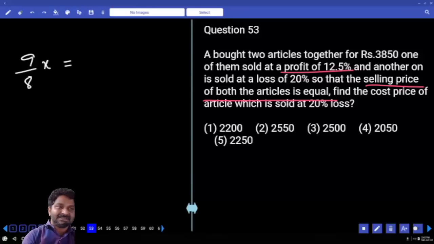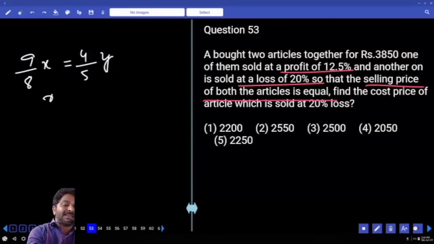This is the selling price, correct? And the other one is sold at a loss of 20%. 20% loss, in the sense at what price we will sell? 80%. But left hand side is in fraction, right? So 80% also must be written in fractional form. 4 by 5 of the other price, which is y, where x comma y are cost prices. From this, x by y is equal to 32 by 45, correct?